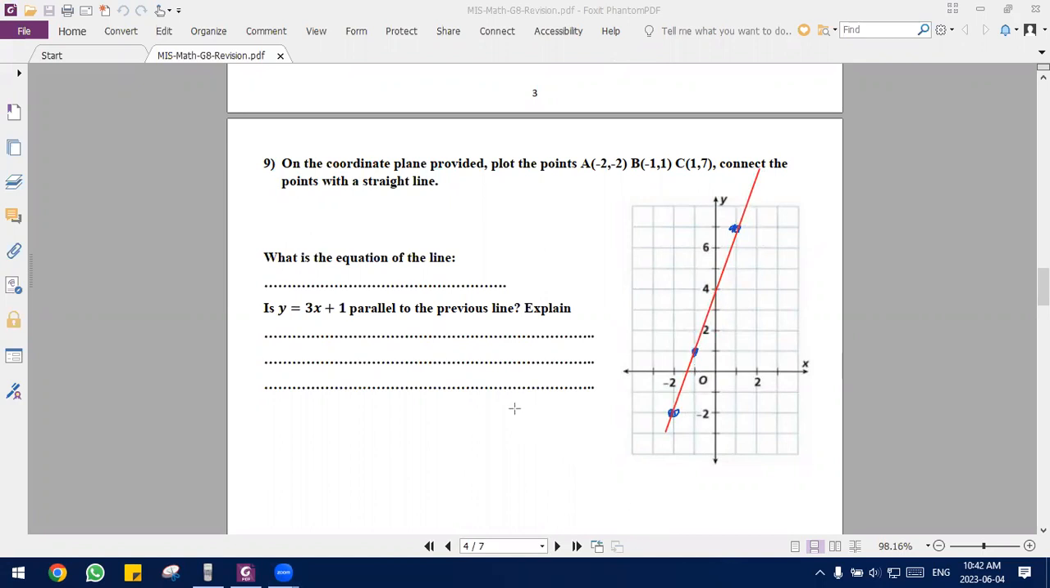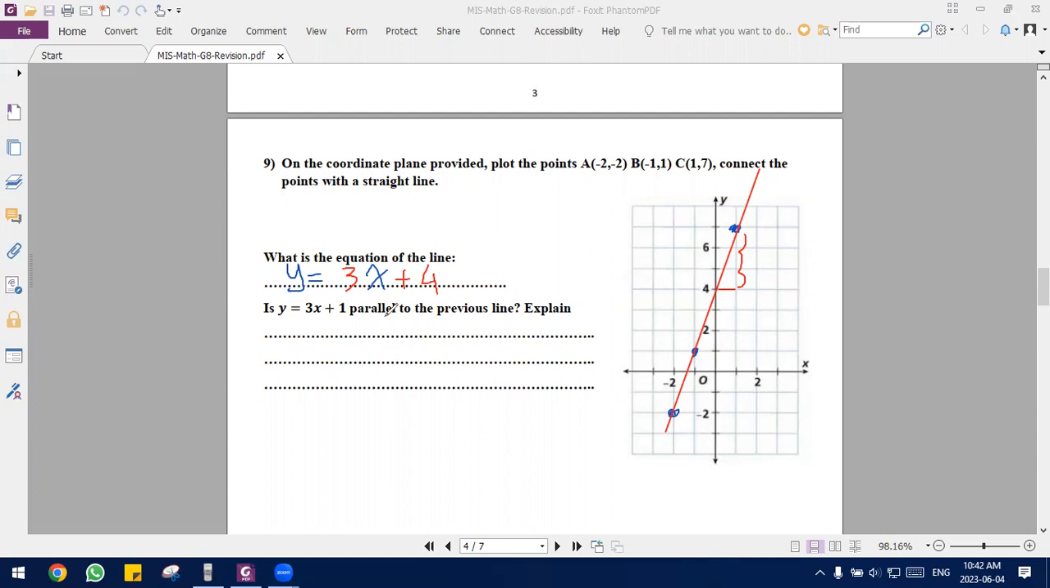Okay. Then, in the second part, it says, what is the equation of the line? So for the equation, let me put y, let me put x. Now, what's the y-intercept? Plus 4. Now, I need to find the slope. So, again, when the run is equal to 1, we check what's the rise. I'm going up 1, 2, 3. So the slope is 3. This is the equation, y equal to 3x plus 4.